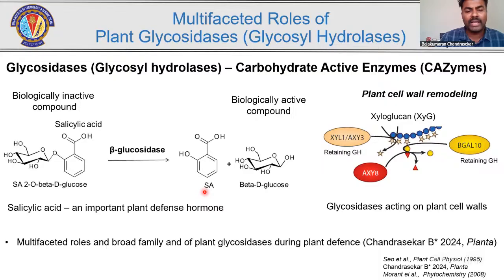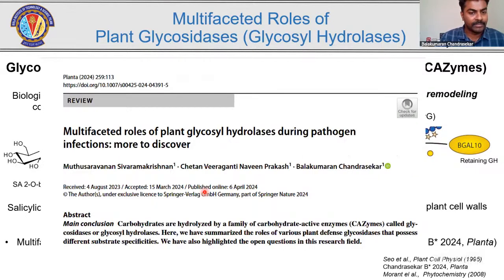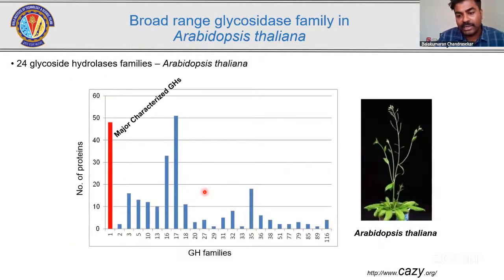Now the question is, do plants have only one glycosidase to break carbohydrates for different functions, or do plants have many glycosyl hydrolases? For example, let's take a model plant, Arabidopsis thaliana. I hope everyone is aware of this model plant. It's a weed. If you look at the genome of Arabidopsis thaliana, there are nearly 24 different glycosyl hydrolase families present. Of these different families, only one is very well characterized, that is glycosyl hydrolase 1. The majority of the other glycosyl hydrolase families are not yet characterized.